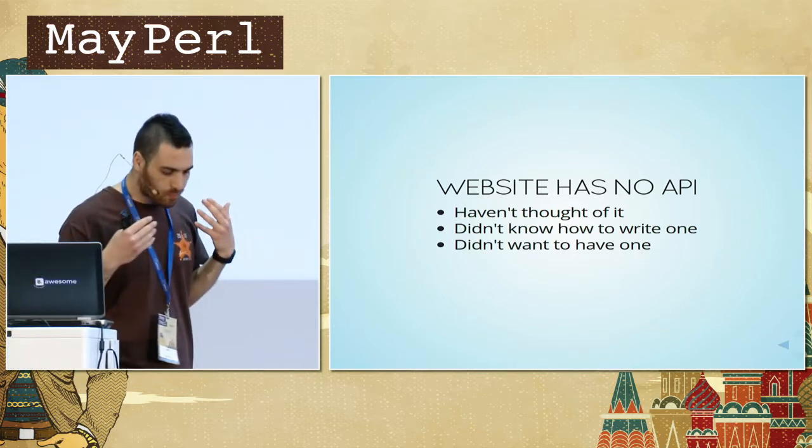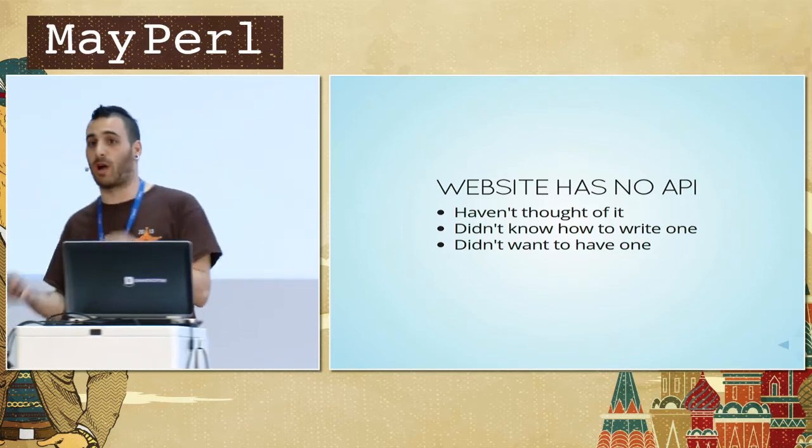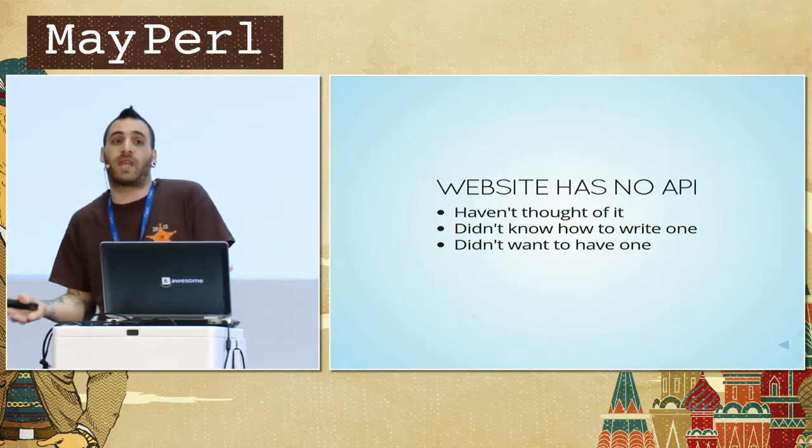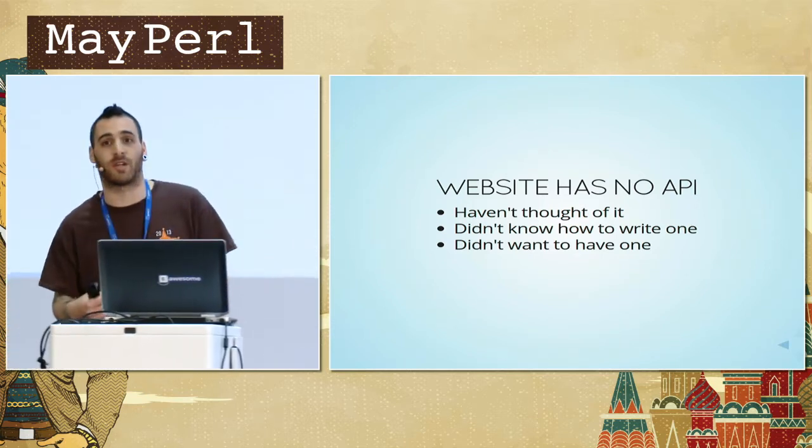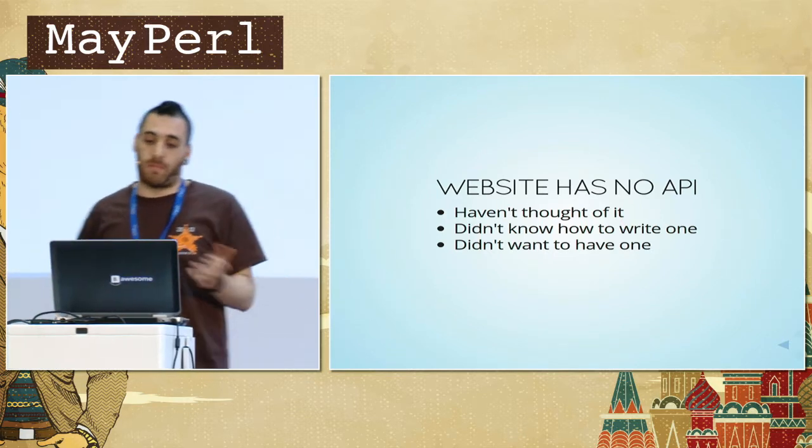A lot of my first scrapers were to download comics, because they didn't think about providing an API, but I wanted my copies of the comics. So they didn't have an API. I had to scrape the entire website.